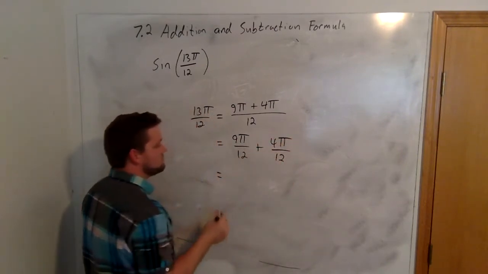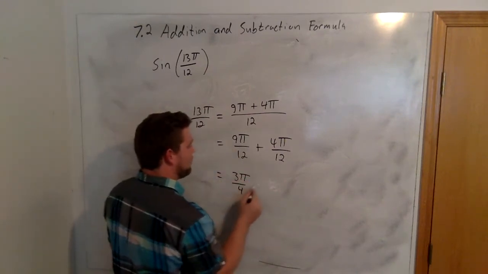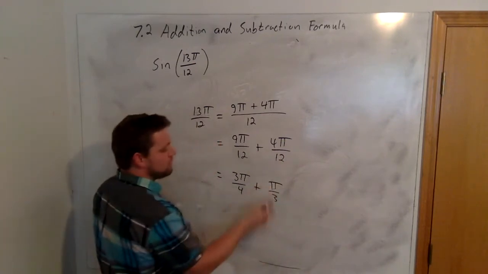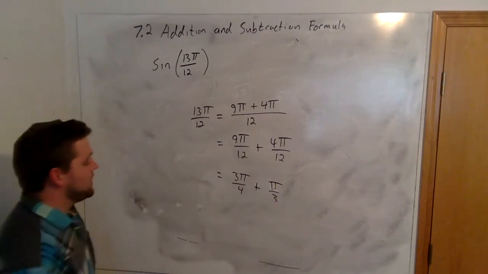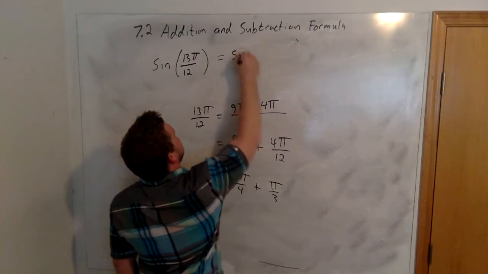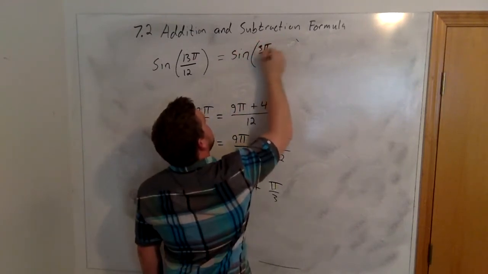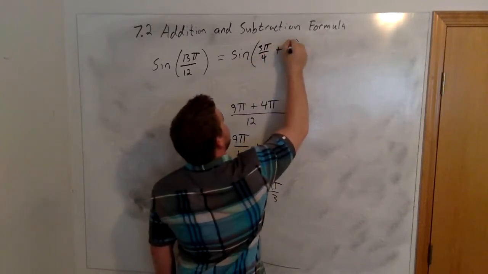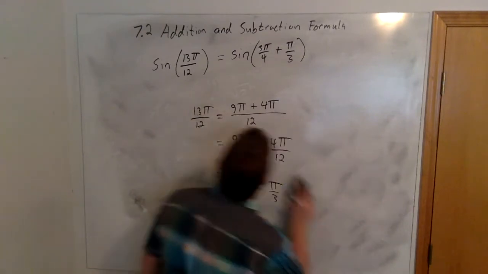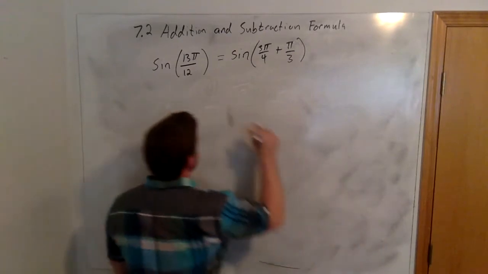Okay, what does this reduce to? This is going to be 3 pi over 4, plus, what will this be? This will be pi over 3, or 2 pi over 6, so it still is a multiple of pi over 6. So this will be the same thing as sine of 3 pi over 4 plus pi over 3. Let's erase this. So let's use the addition formula for sine.